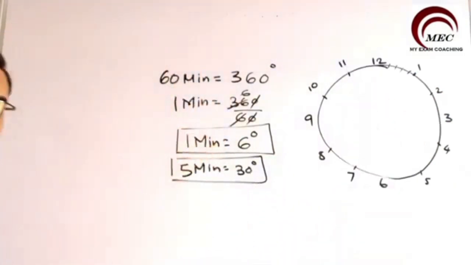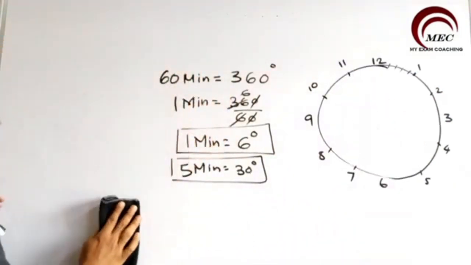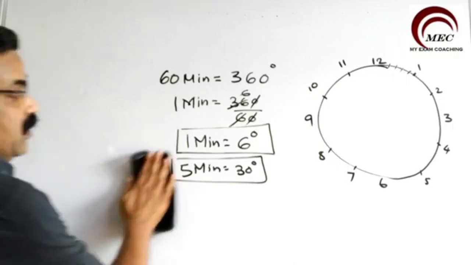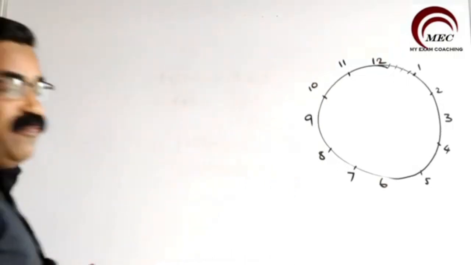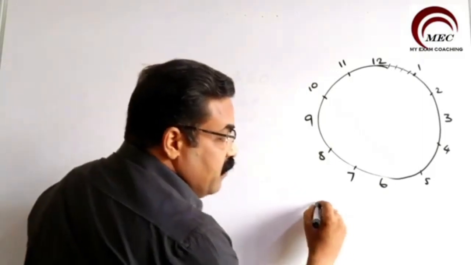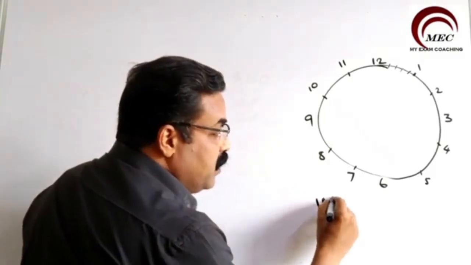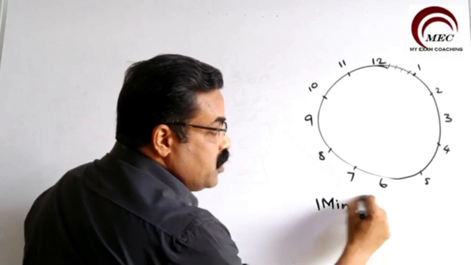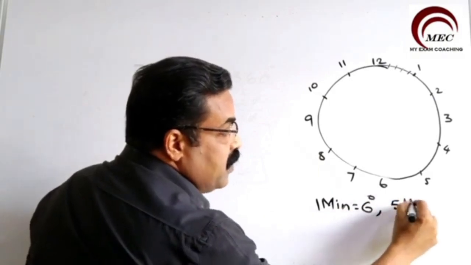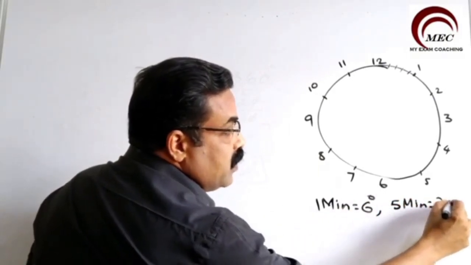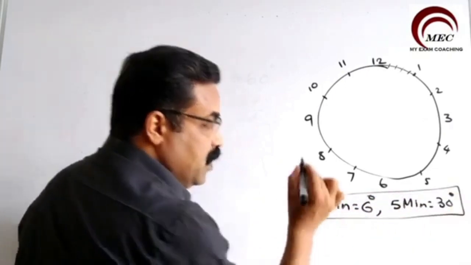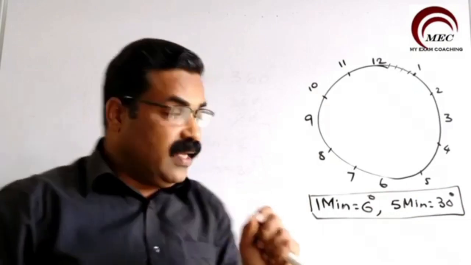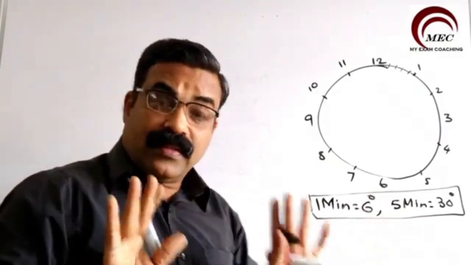You can pause the video and note this. This is very, very important, so let me write that first. Whatever we have seen, 1 minute is equal to 6 degree and 5 minute is equal to 30 degree. This is the first information we got.